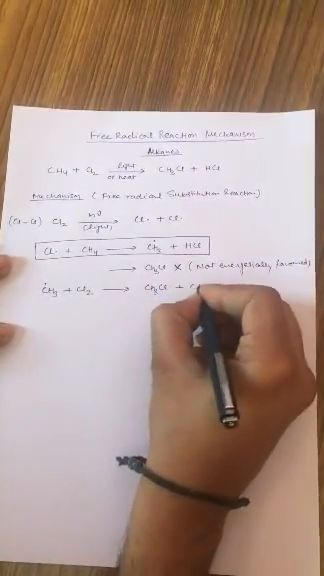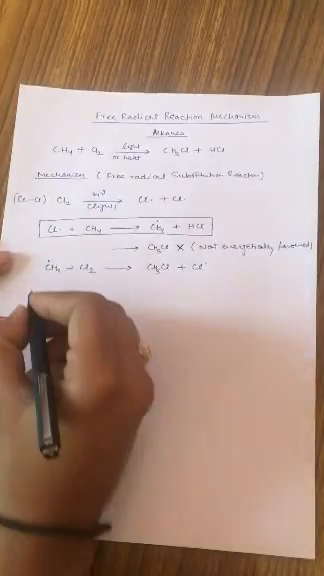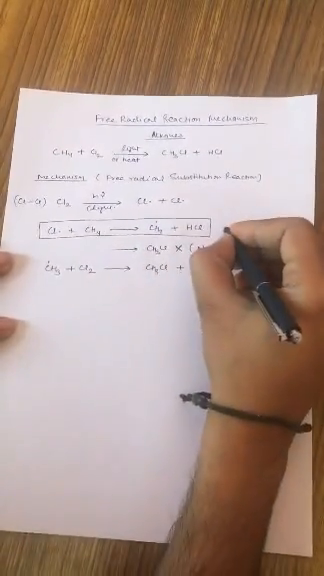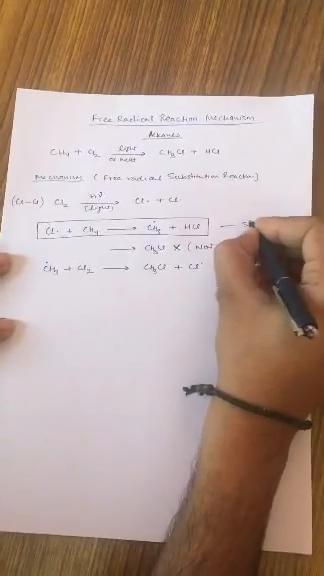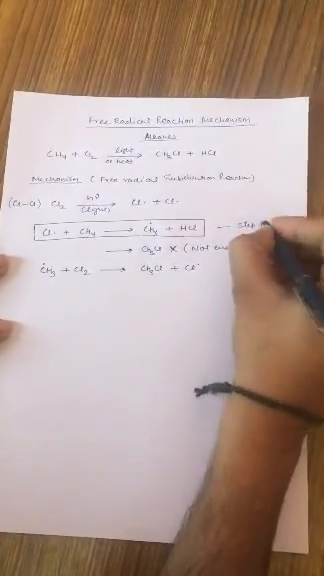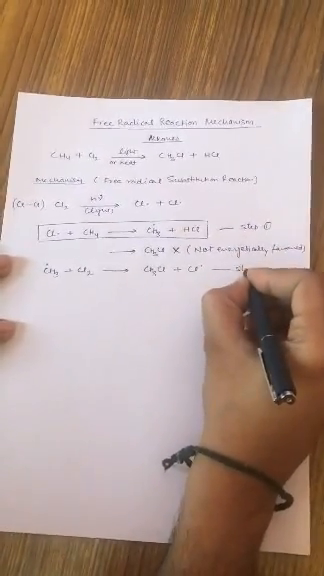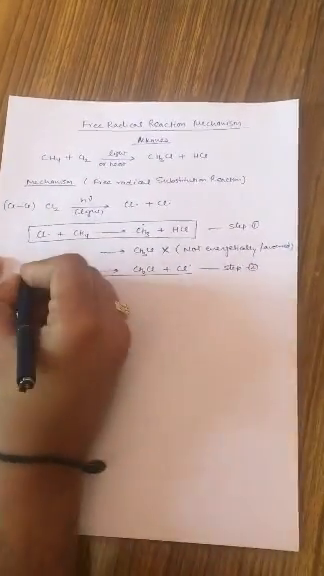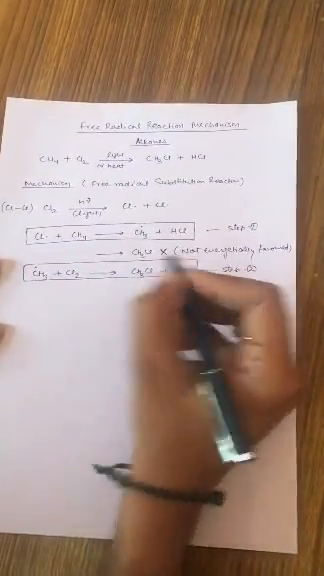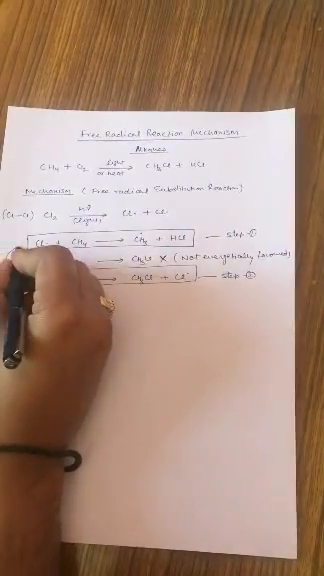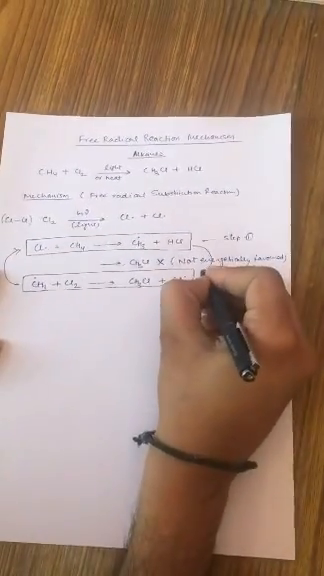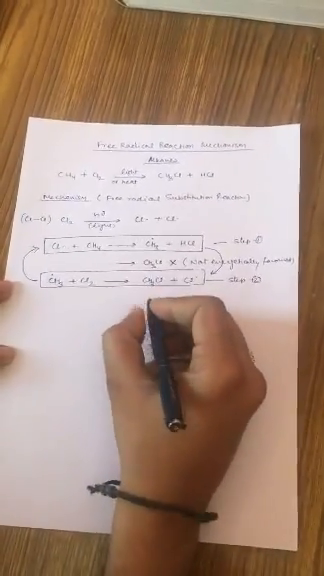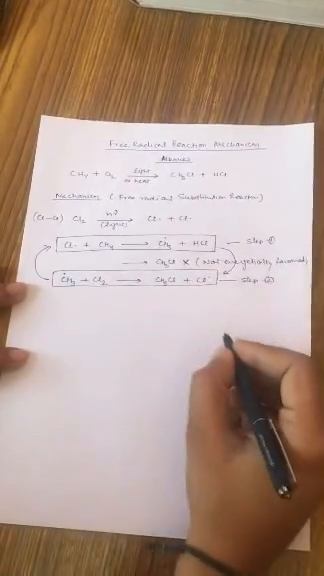Now this methyl free radical again reacts with chlorine gas and forms CH3Cl plus chlorine free radical. Now this chlorine free radical again reacts with methane. Suppose this is step 1 and this is step 2. So these two steps are repeated again and again to form the compound known as CH3Cl. So this is called the propagation step.